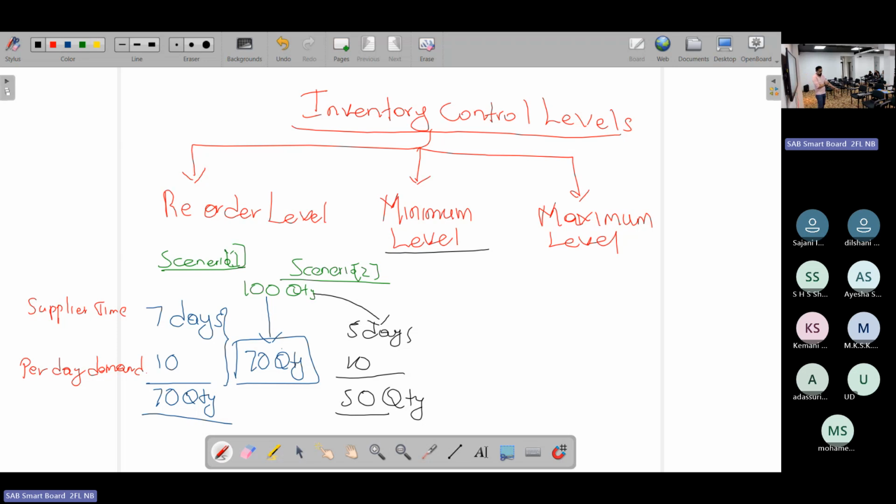Maximum level is the same, an easy one. Maximum how many quantities you can keep. If demand is 100, you can't keep 150. Otherwise, how many quantities can I keep? If you keep 150, then what will happen? Storage cost will go up.